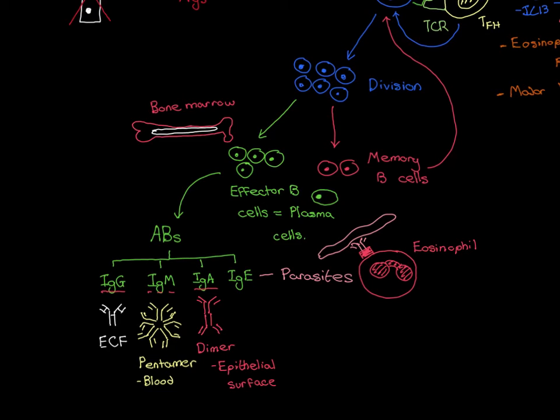Okay, so these plasma cells will go to the bone marrow where they like to hang out, and they will throw the antibody molecules that they're producing into the extracellular fluid where they'll go into the bloodstream, and then if they're IgM, they'll stay in the bloodstream. If they're IgG, they'll go all over the extracellular fluid in the body, but particularly they're going to end up in the exudate at the site of inflammation, and if they're IgA, they'll be secreted onto the epithelial surface.